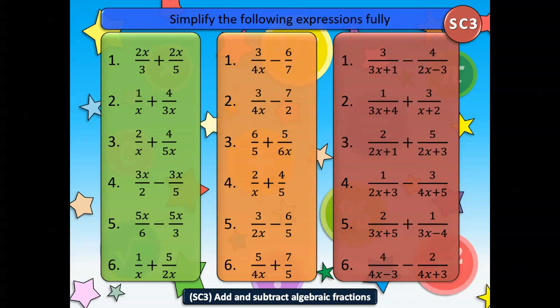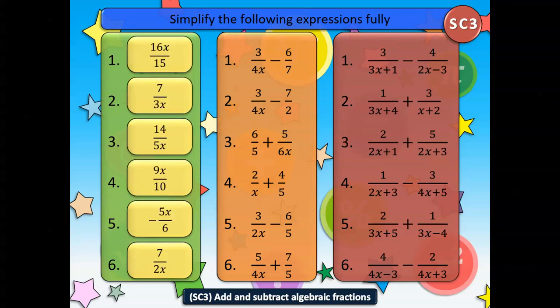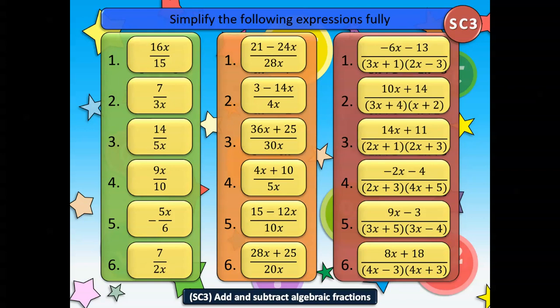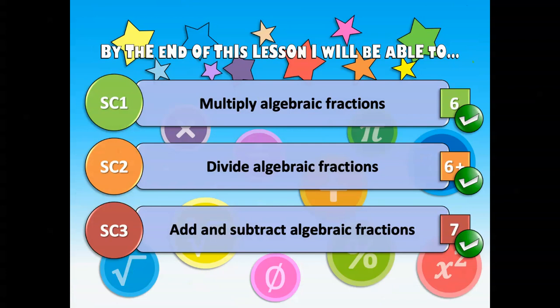Here are some questions for you to have a go at. Pause the video, and when you're ready to mark your work, press play. Here are your answers. There's your green answers. There's your amber answers. And there's your red answers. And now we've completed success criteria 3.